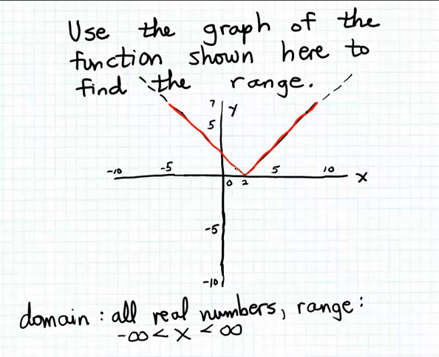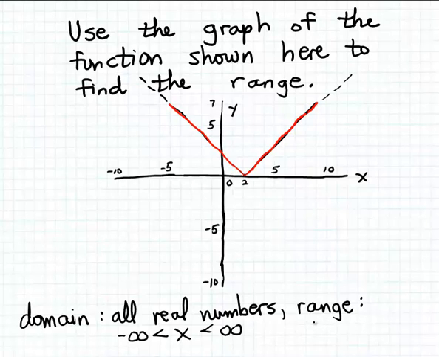So in fact, instead of having a range here of from just 0 to 7, we actually have a range of output values from 0 up to positive infinity. That is, any number between 0 and positive infinity will be an output value for this function, and so it would be included in the range.